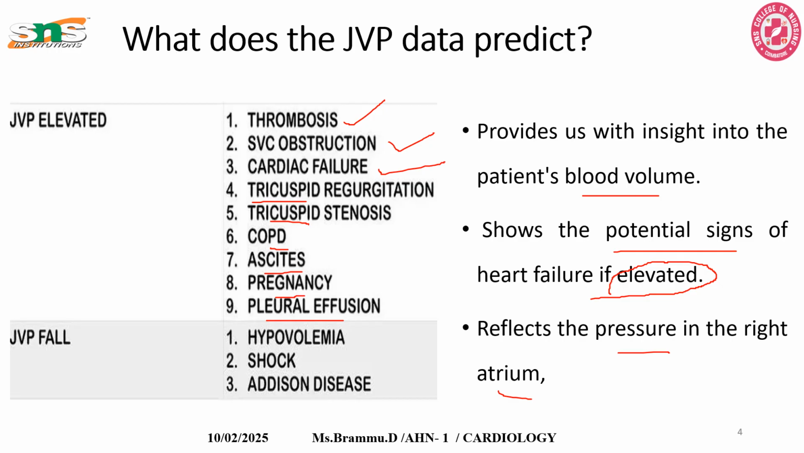On the other hand, the jugular venous pressure may fall in case of reduced volume, that is hypovolemia, which can contribute to developing shock, and in certain diseases such as Addison's disease. So this is how the JVP may be elevated in conditions such as thrombosis, COPD, ascites, and so on, and the JVP may be reduced in cases of hypovolemia, shock, and Addison's disease.